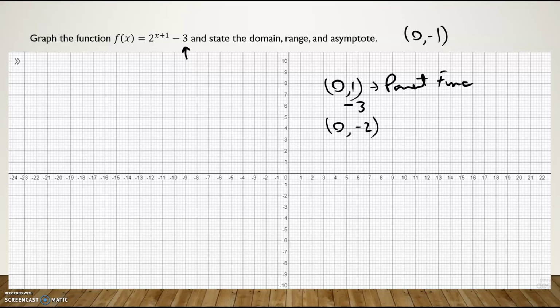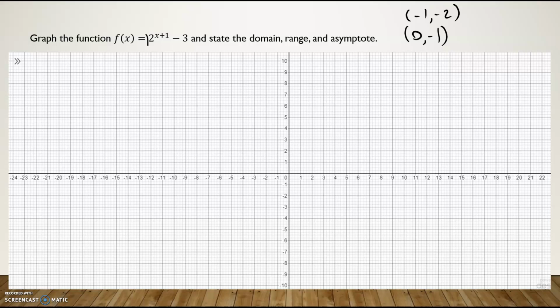And then we moved to the left by 1 unit. So I'm going to subtract 1 from my x values. So that'll be negative 1, negative 2. So there's another point I can plot. So negative 1, comma, negative 2. Okay.